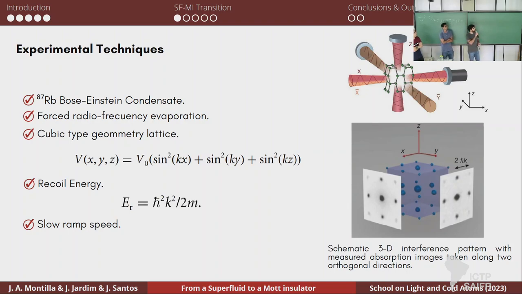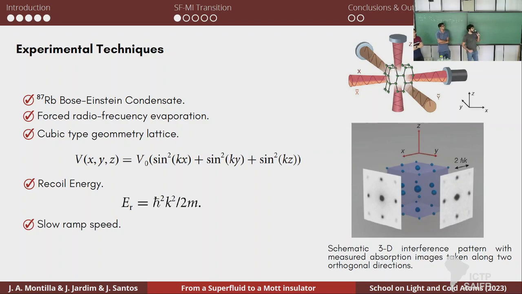Here is the experiment and the techniques. I'm not going to go into details because of the time, but as Alejandro said, the authors use rubidium to make the Bose-Einstein condensate, and the method of forced radio frequency evaporation to reach the Bose-Einstein state, that is, to cool down the atoms.